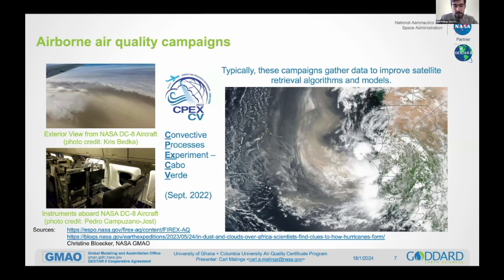So these campaigns, of course, provide a lot of useful data in very focused areas. For example, there was the CPEX-CV, the convective process experiment from Cabo Verde. That was an experiment from 2022, looking, as the name suggests, in the vicinity of Cabo Verde, looking at convective processes, so gathering information relevant to that. So really, these provide us a lot of data from which we can build a better understanding of these types of processes. But of course, there's a limited number of these aircraft. They're very expensive to set up and run an operation like this. So not necessarily useful for more routine assessments of air quality, which may be more of your focus.